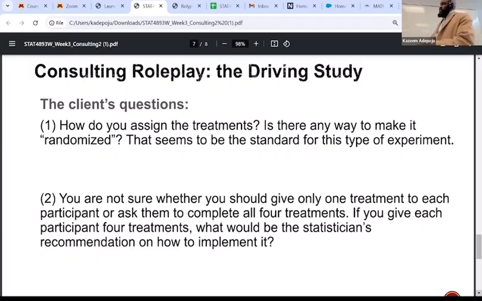That seems to be the standard. Of course, when you are dealing with an experimental study, what makes an experimental study have huge statistical power is that the principles of experimental design are followed, including randomization.